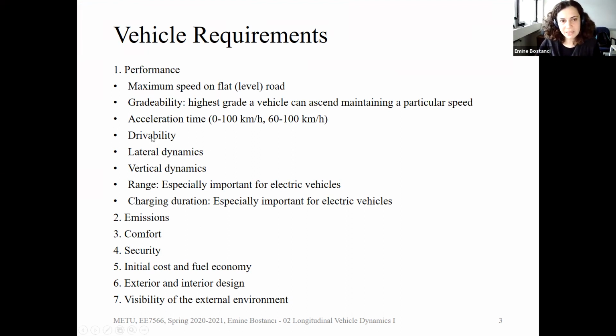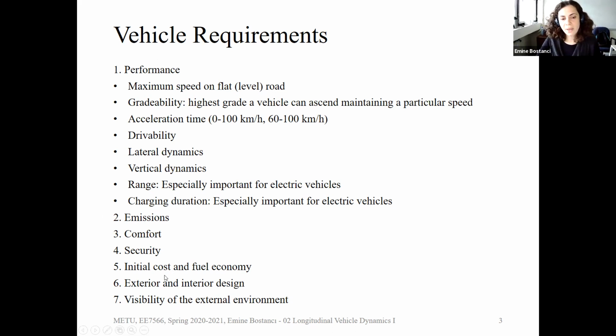So here there's a list, and I will talk about them. The first is the performance. The performance of a vehicle means it should drive at different conditions. Then emissions, it should be environmentally friendly. Comfort, so you are going to sit in the vehicle, and it should bring you some sort of comfort. Security is quite important, and it should be a secure way of transportation.